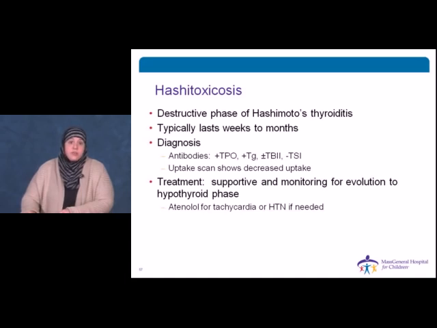An uptake scan would show decreased uptake because you're in a destructive process rather than having an avid thyroid as you do in Graves' disease. The treatment is supportive. We use beta blockers, typically atenolol for tachycardia or hypertension if needed. And then we closely monitor because this typically will evolve to hypothyroidism.